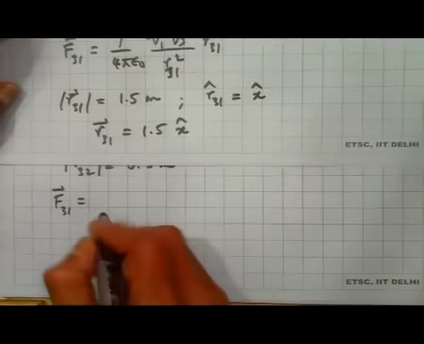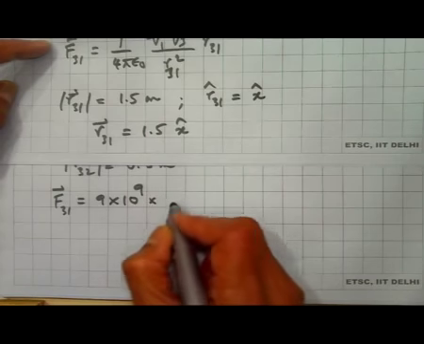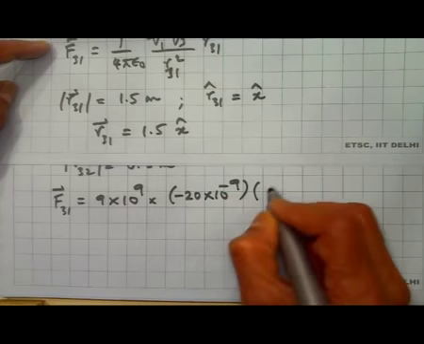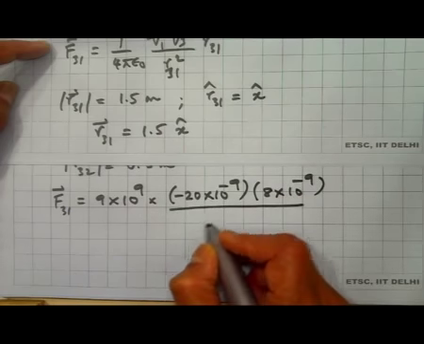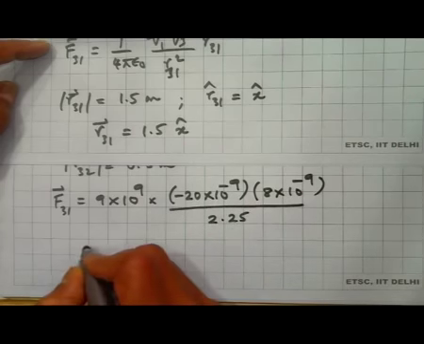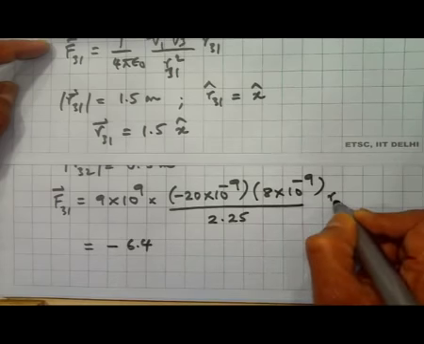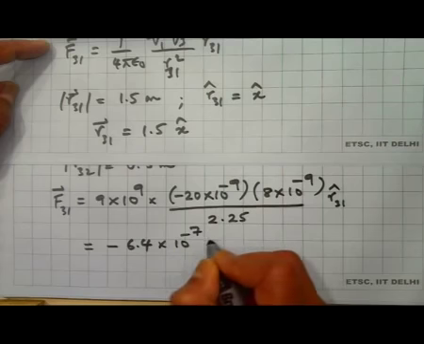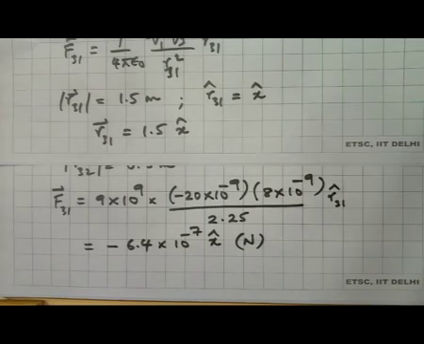Let me substitute the numbers: 1 by 4 pi epsilon 0 is 9 into 10 to the power 9, into q1, which was given as minus 20 nanocoulomb, q3 is 8 nanocoulomb, divided by the distance square, which is 1.5 square, which is 2.25. This comes out to be minus 6.4 into R31 unit vector. So, 6.4 into 10 to the minus 7 x cap Newton, that is a force, minus 6.4 10 to the minus 7 x cap.